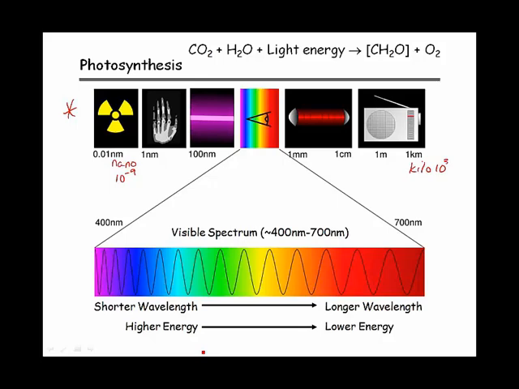So the shorter the wavelength, the higher the energy that's there. So when we look at something like radioactivity, that has an extremely short wavelength. That means that it is extremely high energy. That means that if that energy actually strikes a molecule or strikes a cell, there's so much energy packed into it that it can cause quite a lot of damage to the cell.